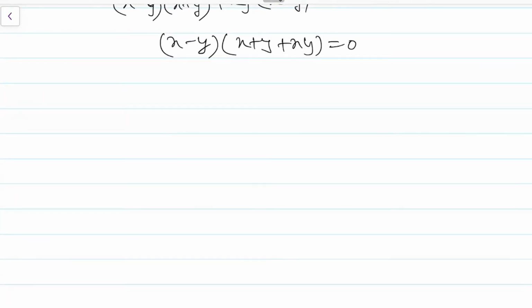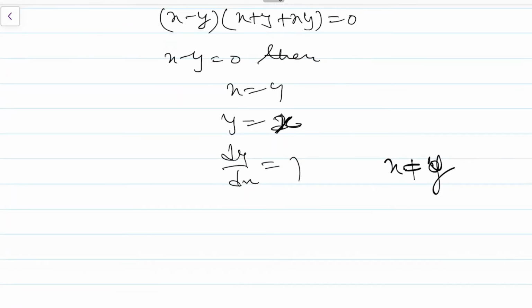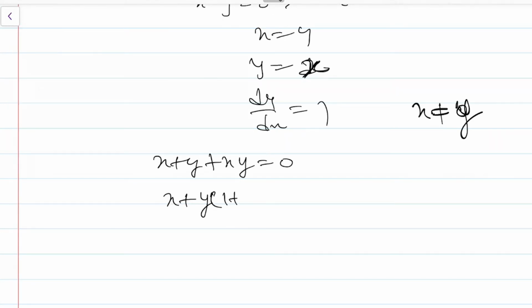Now the product of two terms is 0. So at least one of them should be 0. If x minus y is equal to 0, then it gives you x equal to y or y equal to x. Then finding the derivative, dy over dx is equal to 1, which is not to be proved. It means that x is not equal to y. It means x plus y plus xy is equal to 0. So y is equal to, taking y common from the last two terms, x plus y into 1 plus x equal to 0. So y is equal to minus x upon 1 plus x.